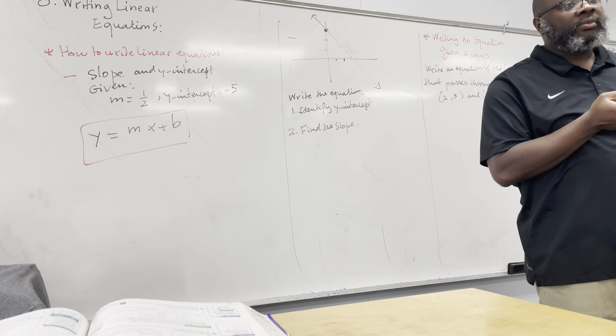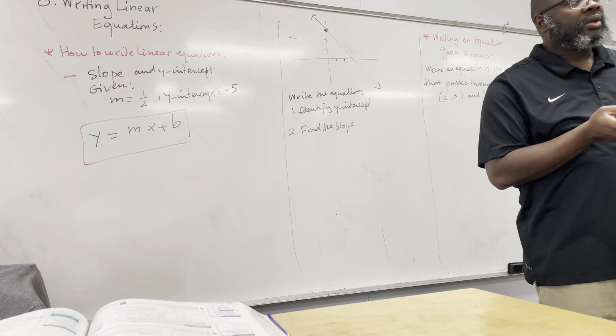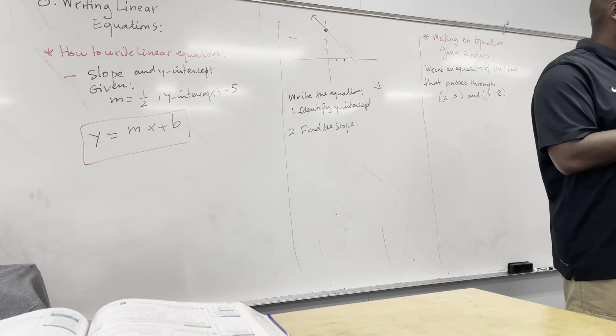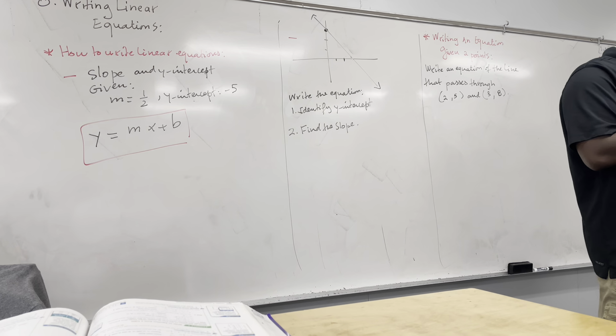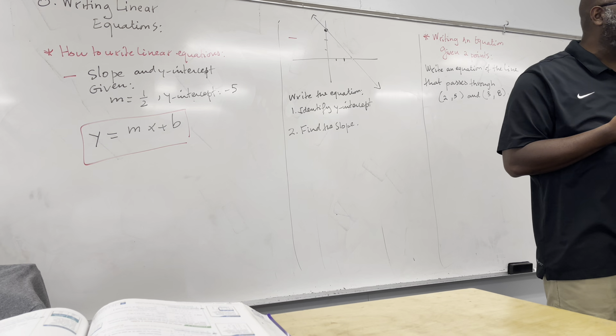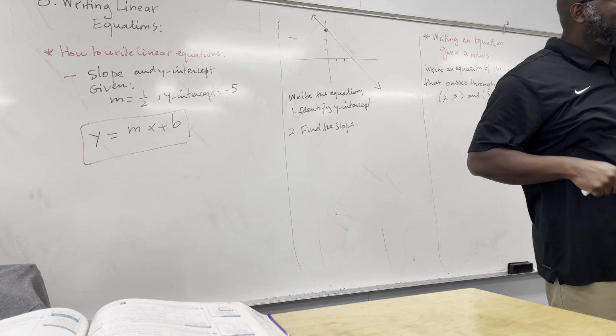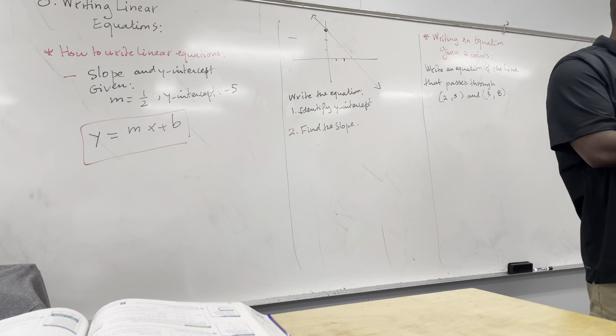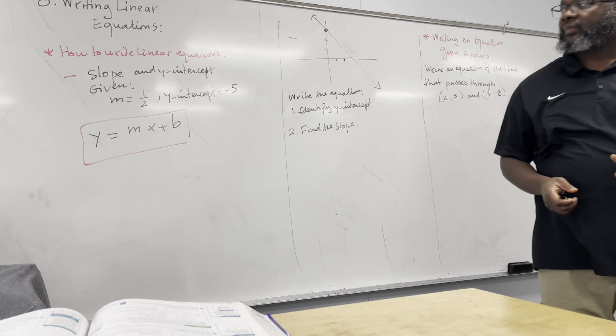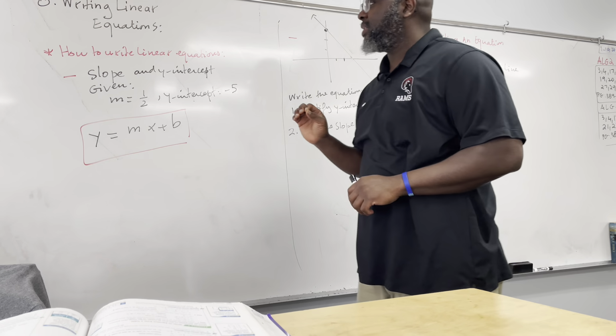So we learned about rate of change, right? We learned about slopes. We also learned about the slope-intercept form. We learned about what the slope is. We learned about the y-intercept. We learned how to graph them. Now we're going to learn how to write these equations. So you take it from the graph.